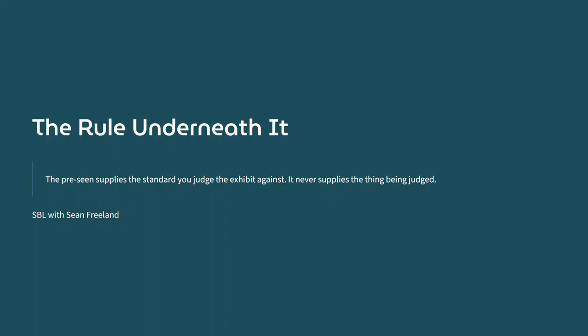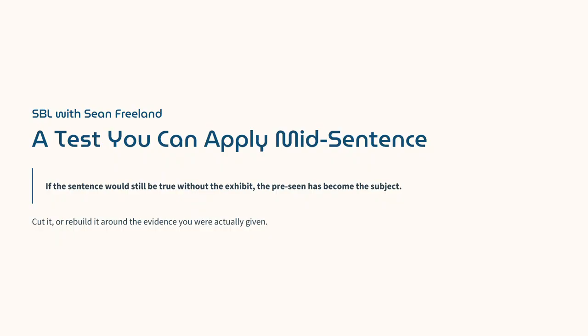So that's a rule that I would keep. The pre-seen gives you the standard. The exhibit gives you the thing that you're judging. So keep those 2 jobs separate. Once you understand that, quite a few of the usual mistakes will become much easier to spot.